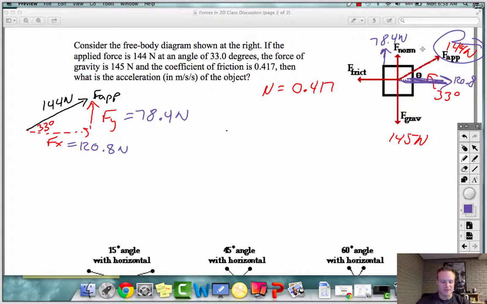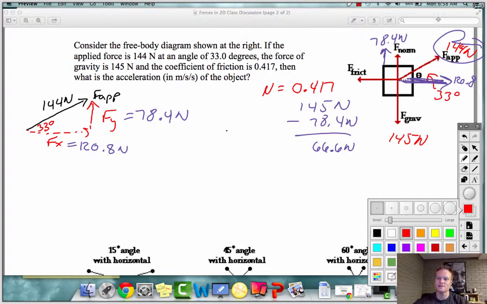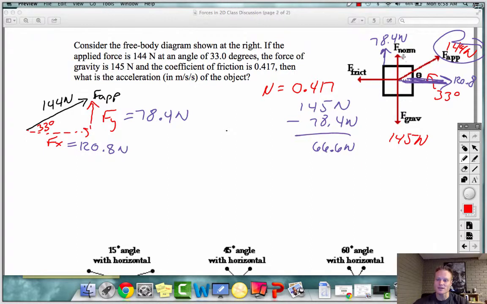So I'm going to take 145, which is the force of gravity, minus 78.4 newtons. And if you do that math problem, I get 66.6 newtons, which is kind of a scary number, but anyway. So F norm is going to be 66.6 newtons.